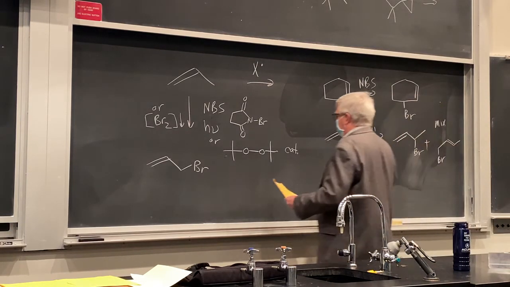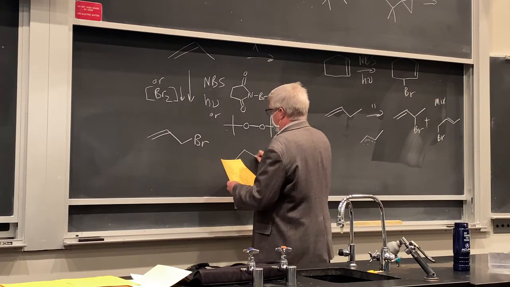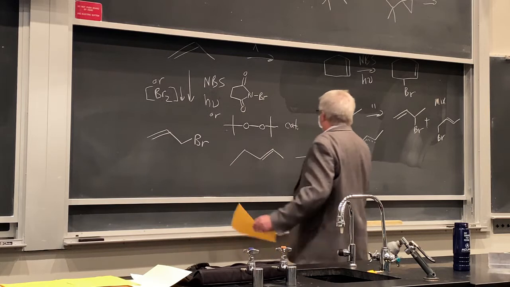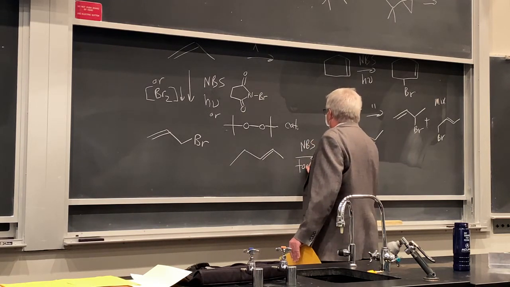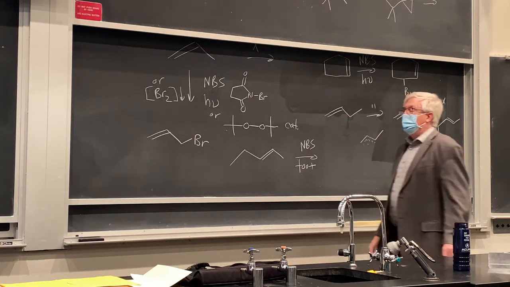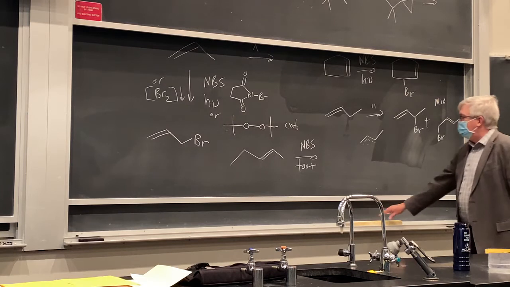Let's see, how about this one? What if we have this alkene to start with? And we do NBS. Oh, let's do peroxide this time. They really have the same effect, peroxide or light. So what are we going to get here?